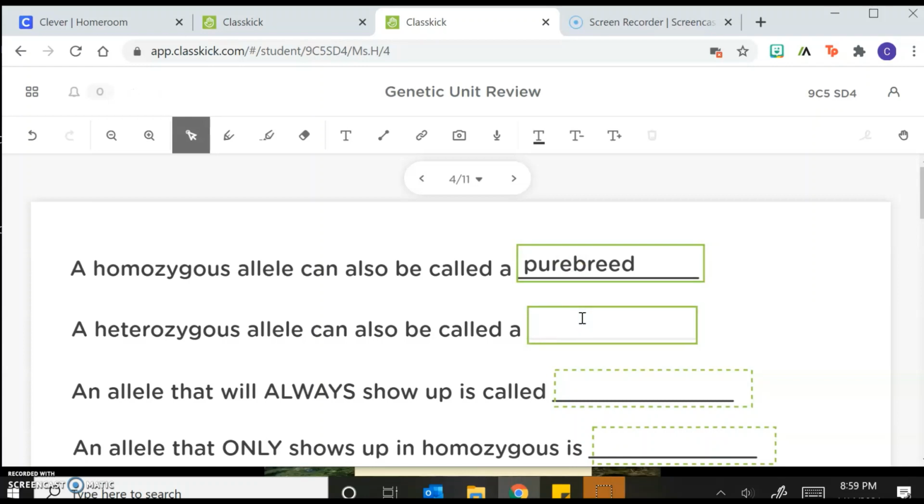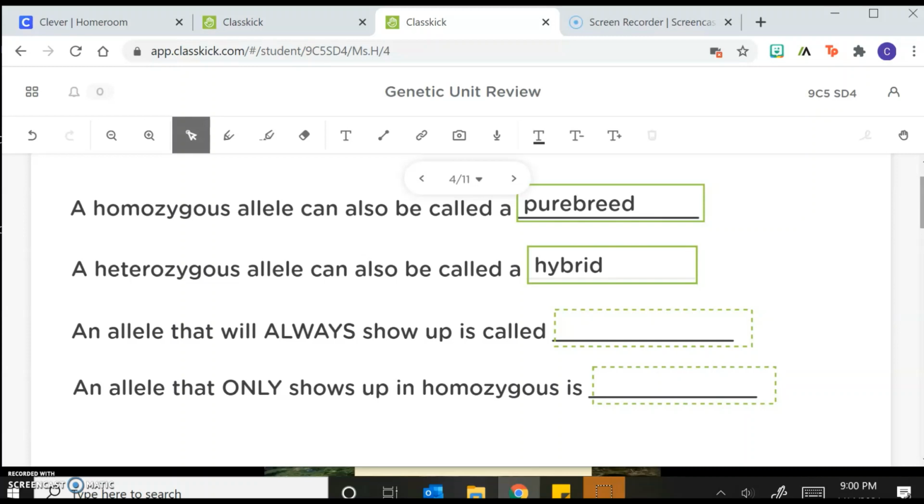Now, that means hetero is different. Heterozygous, meaning different, would be a hybrid. Remember, we had a hybrid car, we had hybrid flowers. It's a mix of two different things.